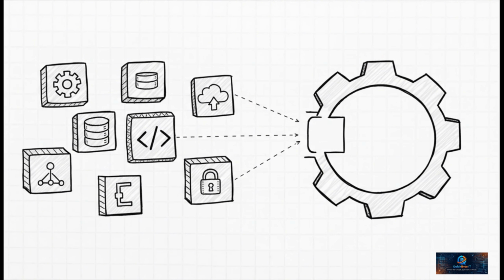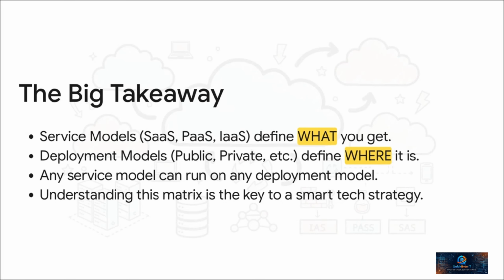The perfect solution is all about finding the exact right combination of a service model and a deployment model to solve your specific problem. And this right here is the big takeaway. If you remember one thing, make it this. The service models, SaaS, PaaS, and IaaS, define what you're getting from the cloud. Is it a finished application, a workshop, or raw materials? Then the deployment models, public, private, community, hybrid, define where that service is going to live. And the real power comes from knowing you can mix and match any of these to build the perfect solution for whatever you're trying to do.